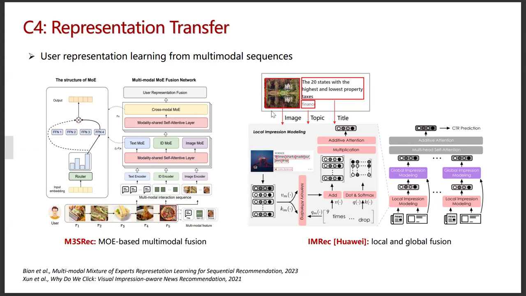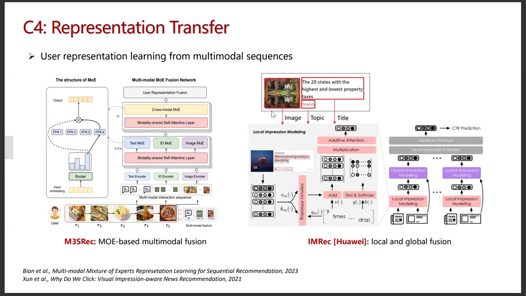So here, they build an MoE adapter, especially for this task. And they have two types of adapters. The first one is shared across different modalities. And the second one is the modality-specific MoE. And in this way, they can model the common and the specific parts of different modalities. However, the goal is still modeling a better user representation vector.